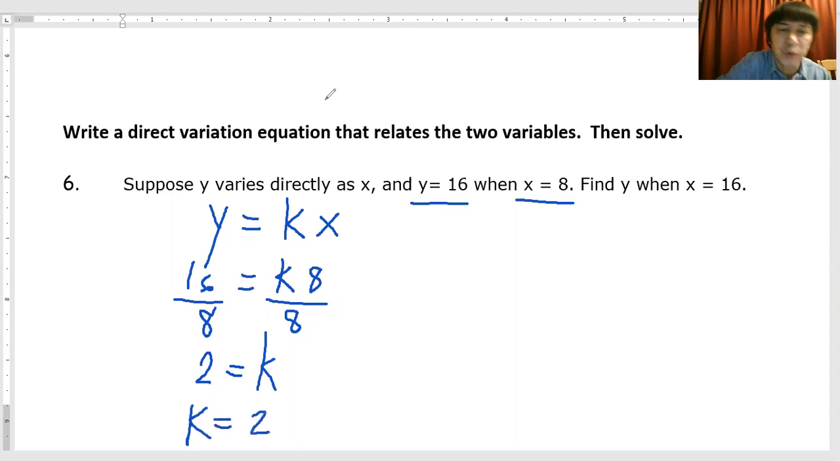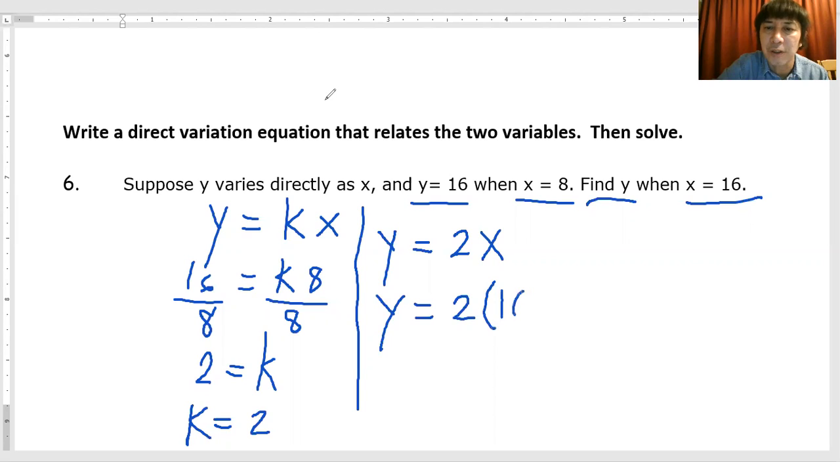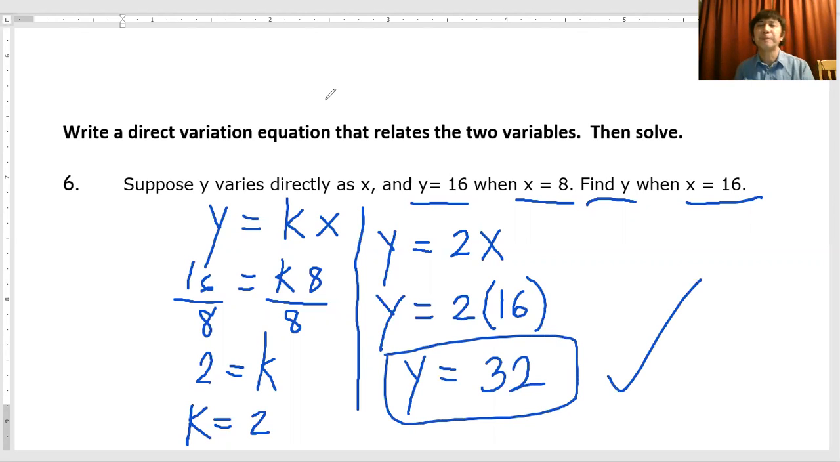K equals 2. All right, so we can now go back to our equation. Y equals kx is now y equals 2x. Now we can answer the requirement: find y when x is 16. So I'm looking for y. 2 times x, our x is 16. So y therefore is 32. That's the answer. That will be for number 6 solution.